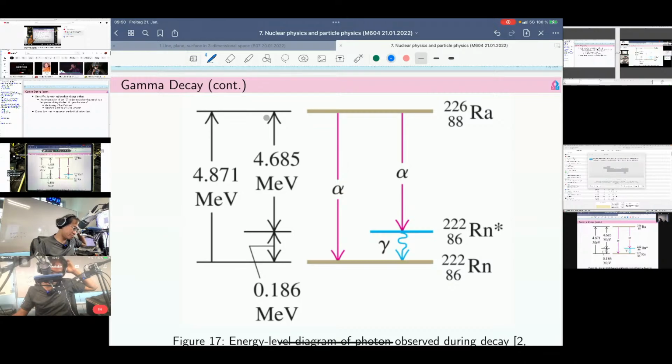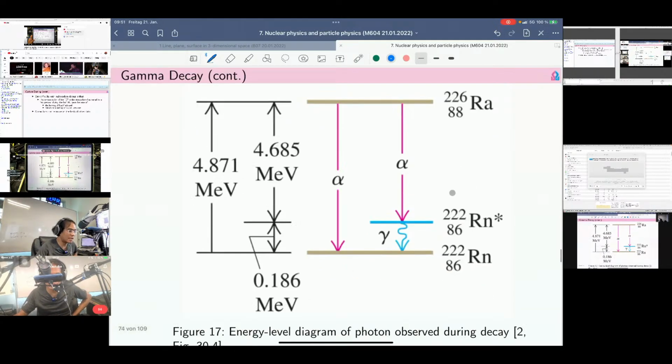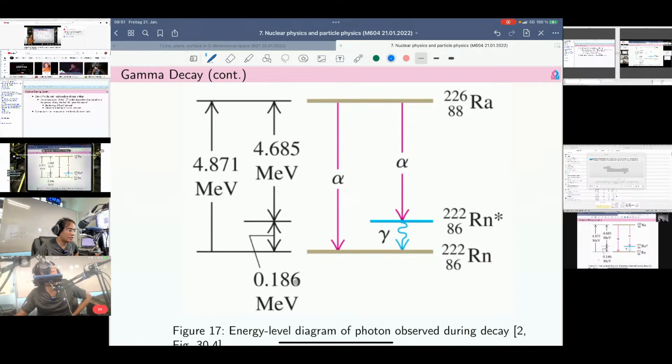The difference between the full released energy for the alpha particle and the partial released energy for the alpha particle will be the value of the gamma ray energy. The difference of these two values is 0.186 mega electron volt. For the radium decay, we get a gamma energy of approximately 0.18 mega electron volt per decay, per process. If you have more, you just multiply this energy.